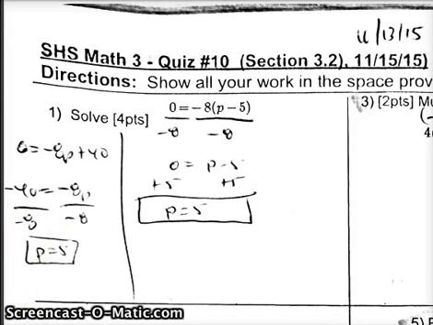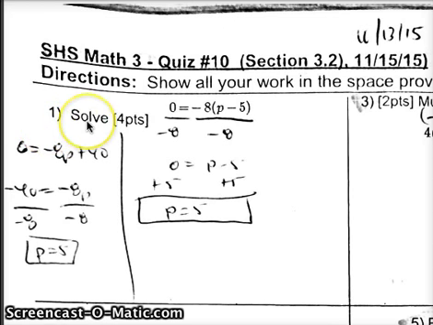Alright, these are the quiz corrections for quiz number 10. This was specific on just section 3.2. It says the 15th, but you guys actually took this on the 13th. Question number 1. If you've noticed, every single quiz, I've put a solving equations problem on there. So if you're still struggling with that, come see me or get some help at after school tutoring.